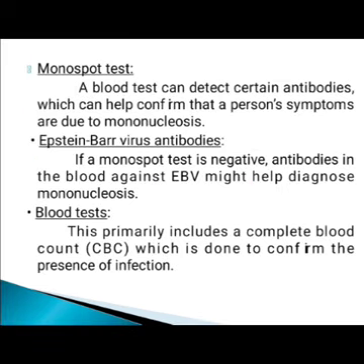Monospot test. This blood test can detect certain antibodies which can help confirm the person's symptoms are due to mononucleosis. Epstein-Barr virus antibodies. If a monospot test is negative, the antibodies in blood against EBV might help diagnose mononucleosis. Blood test. This primarily includes a complete blood count which is done to confirm the presence of infection.